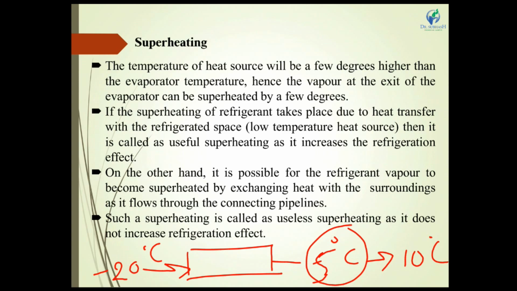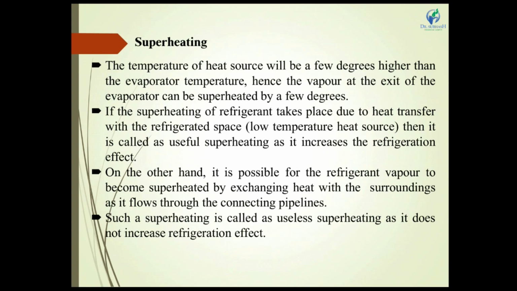It means we have to absorb more and more heat, up to 5 centigrade, from the evaporator exit. That's called superheating. If the superheating of the refrigerant takes place due to heat transfer with a refrigerated space, a low temperature heat source, then it is called useful superheating, which increases the refrigeration effect.